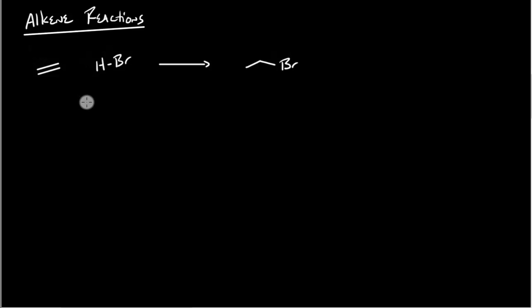Let me go ahead and label the original carbons on the molecule as 1 and 2. If this carbon is 1 and this carbon is 2, it's pretty intuitive to say then that this carbon is carbon 1 and this carbon is carbon 2. If I asked you which carbon we attach the bromine to, it's pretty obvious that we attach the bromine to carbon 2.